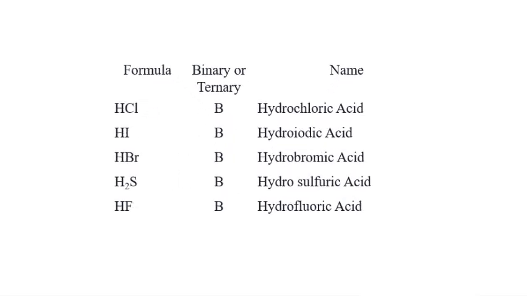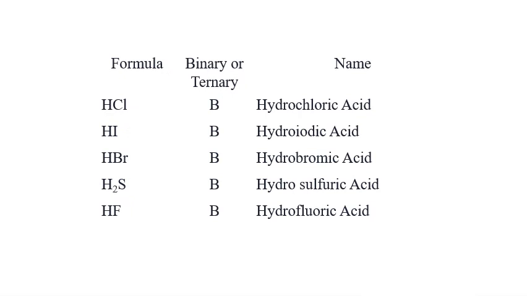So some examples of binary acids here. First one is HCl. So how to name that one? Since this is a binary acid, I have to start with the word hydro, and then chlorine will change to chloric, and then add the word acid. The second one is HI, that's again a binary acid, so start with hydro. Iodine will change to iodic, and the word acid you have to add. So hydroiodic acid. HBr, since it is a binary acid, I have to start with hydro, and then bromine will change to bromic acid.